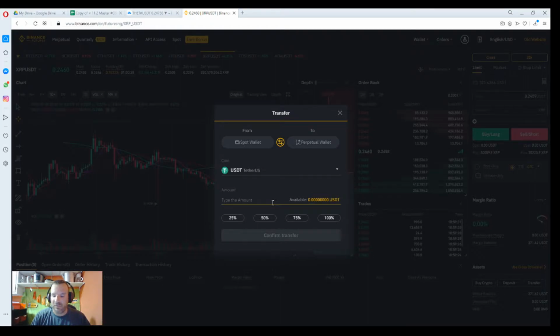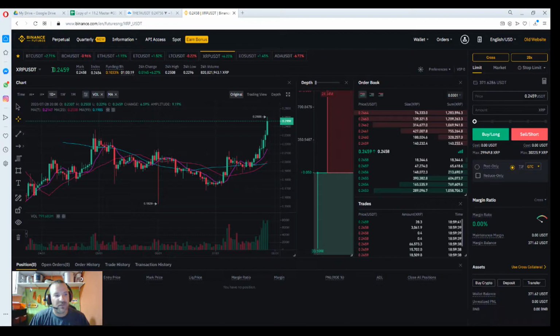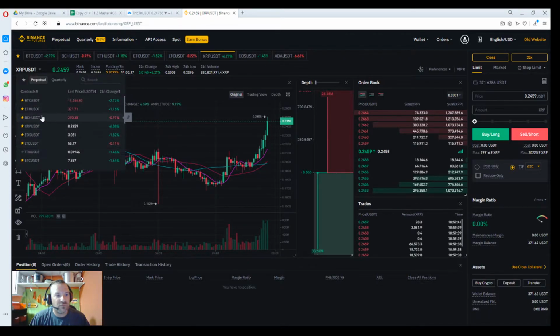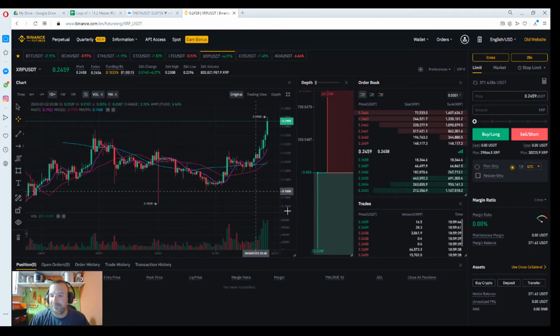Add the amount you want to do. Let's say $1 billion, and hit confirm transfer. Simple as that. Then you'll have this funded, and all of a sudden all these coins will pop up over here that you can trade with.